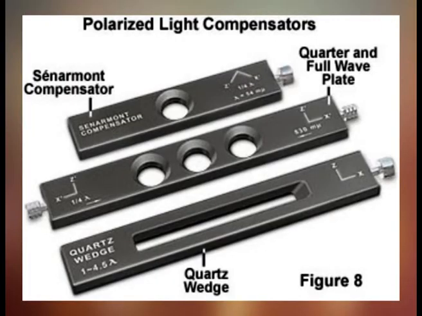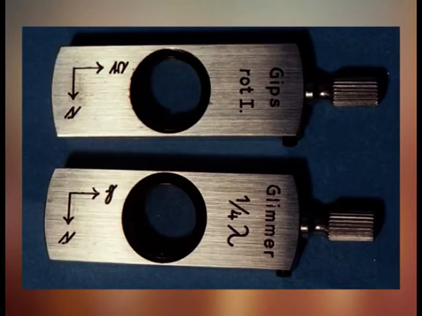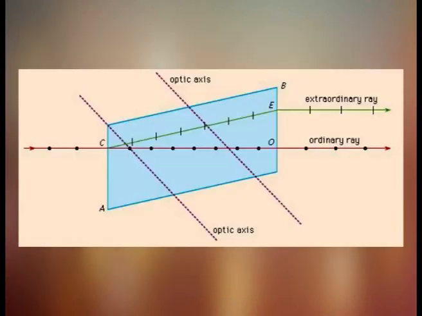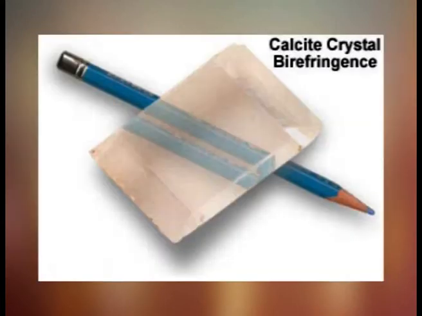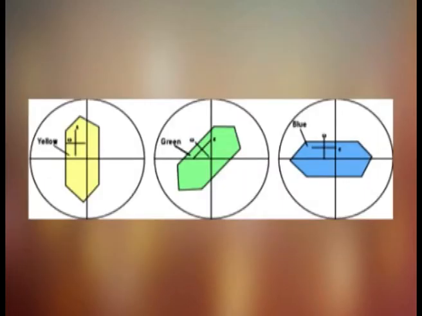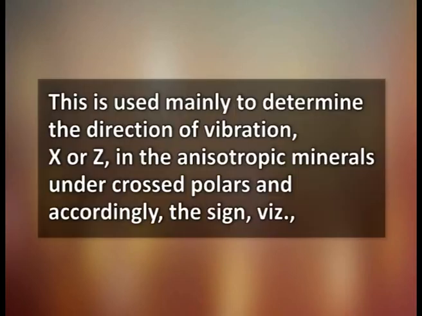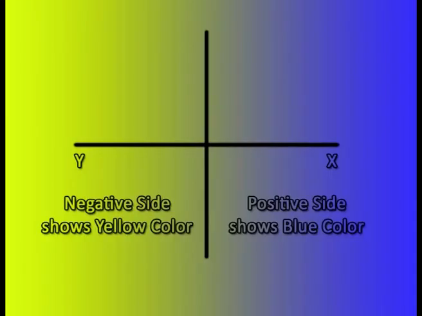Gypsum plate. This is a thin plate of gypsum mounted between two plates of glass with an arrow marked either X or Z, indicating respectively the direction of vibration of the faster or slower ray. The name sensitive tint is given to this because a slight increase of the double refraction gives a blue color and a corresponding decrease changes the color to yellow. This is used mainly to determine the direction of vibration, X or Z, in the anisotropic minerals under crossed polars, accordingly the Z with negative yellow color, subtraction, and positive blue character with sensitive tint color, that is addition.